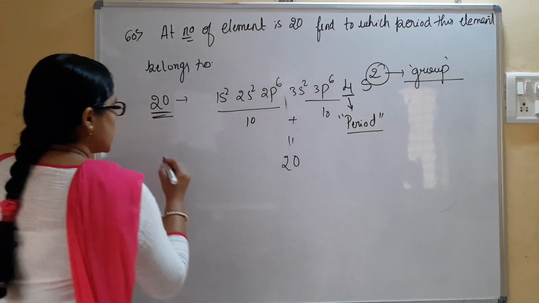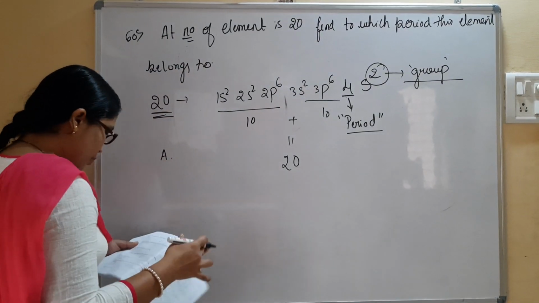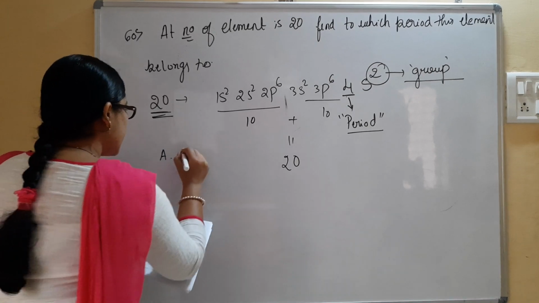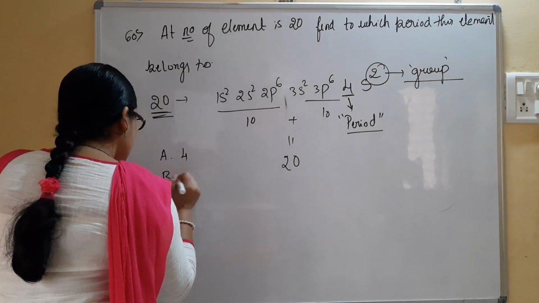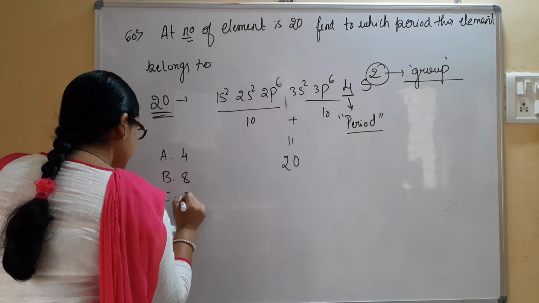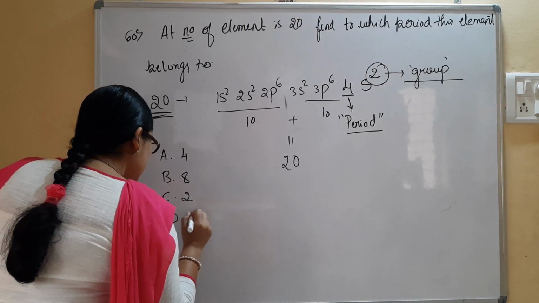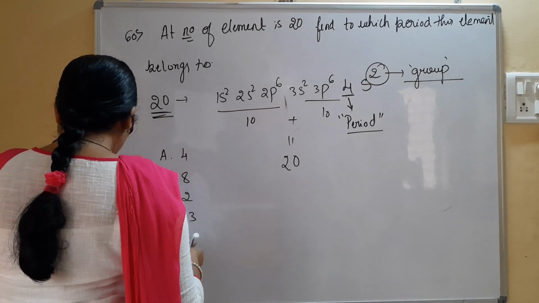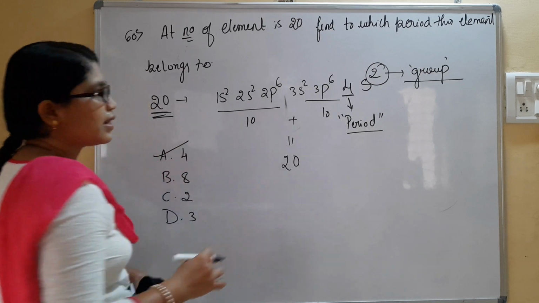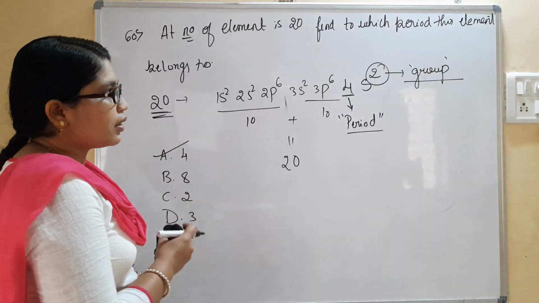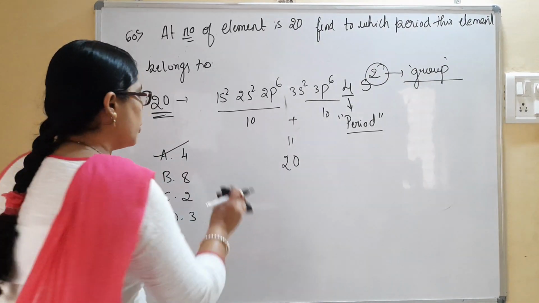So 4 options have been given. I didn't write the options. Option A is 4, option B is 8, option C is 2, option D is 3. Which one will be the correct option? Option A is the correct one. So I think the explanation is clear for you all.